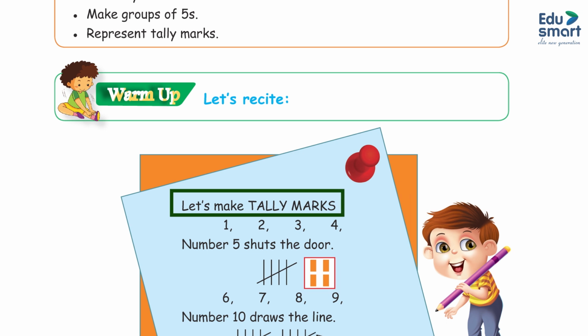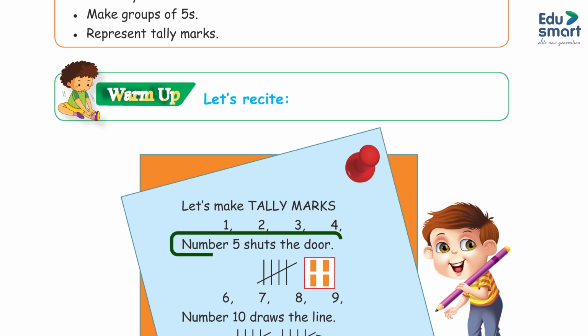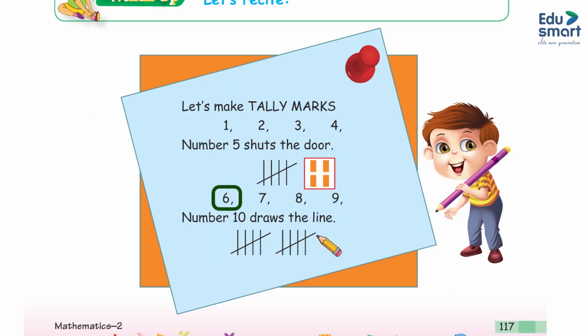Let's make tally marks. 1, 2, 3, 4. Number 5 shuts the door. 6, 7, 8, 9. Number 10 draws the line.